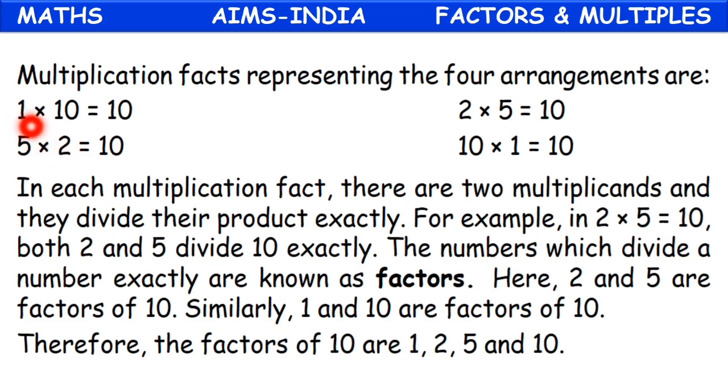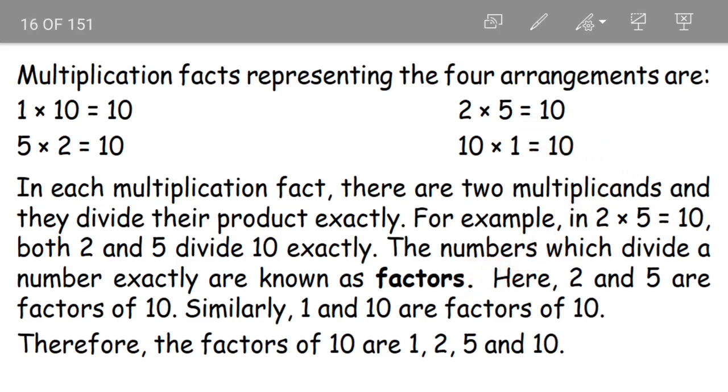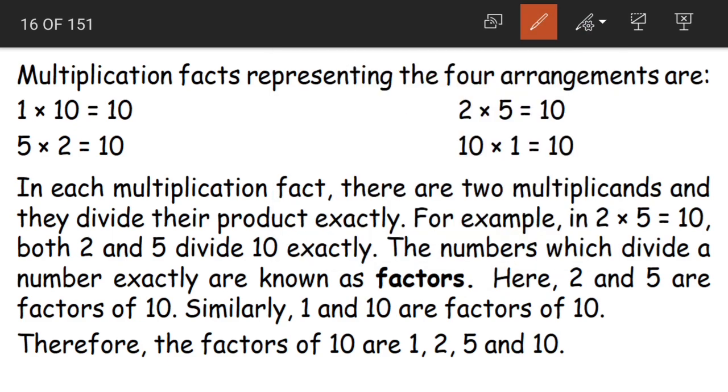So these numbers 1, 10, 2 and 5. The same numbers are repeated here. See, 5, 2, 10 and 1. So the numbers 1, 10, 2 and 5 divide our 10 exactly. So the numbers which divide a number exactly are known as our factors, children. What are they called as? Factors. 1, 10, 2 and 5 become our factors.